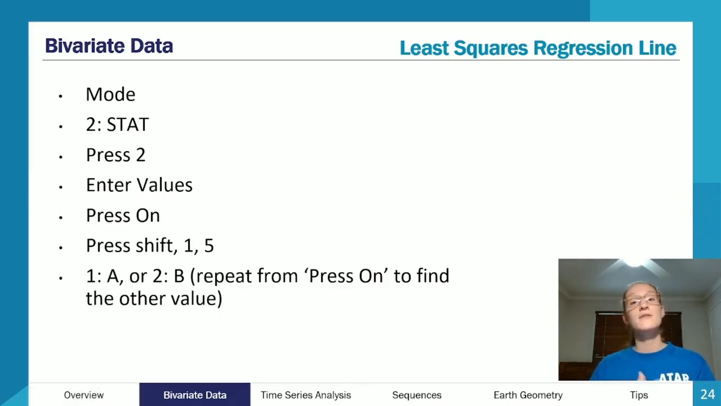And again, least squares regression lines. You can also calculate the A and B values using your calculator. It's almost the exact same process as doing it with your R value. I've got the steps up on the screen here. It's mode 2, enter your values, press AC, shift 1, 5. Then you press 1, which will correspond to A if you're wanting to find the A value, which is the y-intercept, or you press 2 if you're wanting to find B, which is your gradient or your slope.